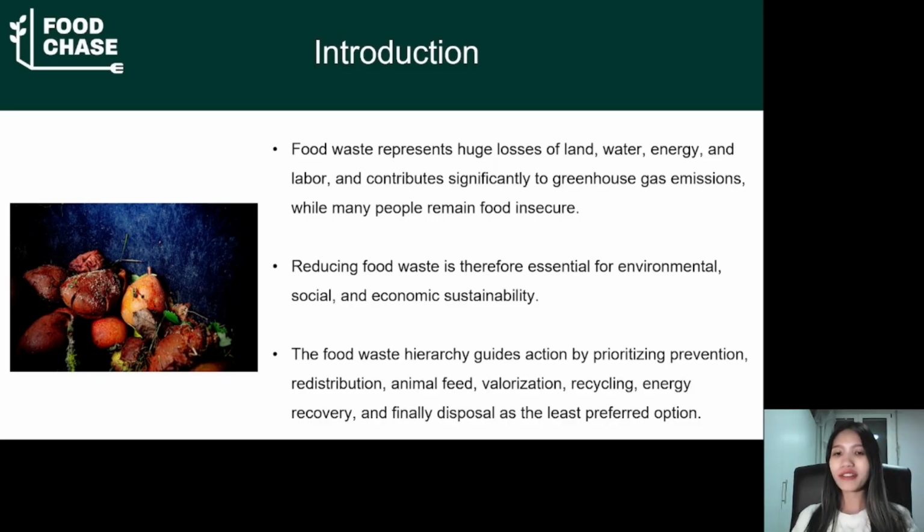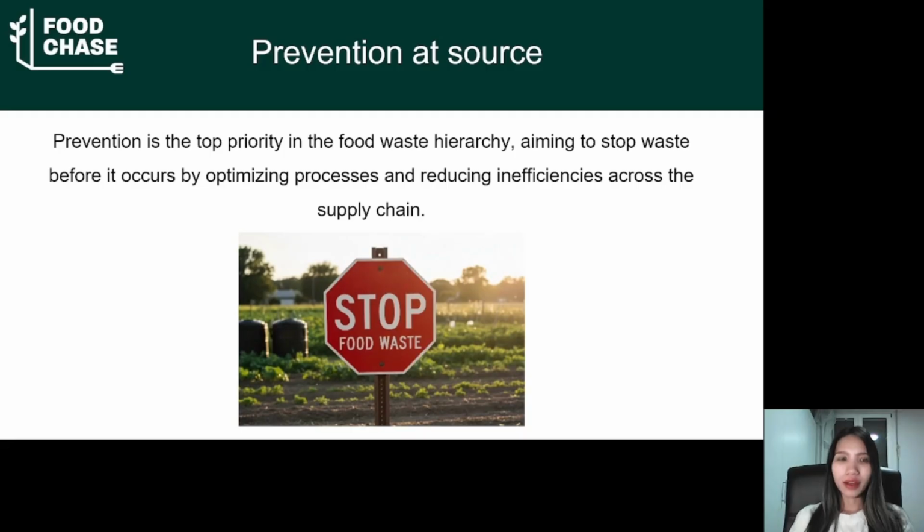The food waste hierarchy shows us the practice of prevention and minimization by prioritizing prevention, redistribution, animal feed, valorization, recycling, energy recovery, and finally disposal as the least preferred option. The top priority of food waste hierarchy is prevention, which aim to stop food waste from being generated by optimizing process and reducing inefficiency across the food supply chain.